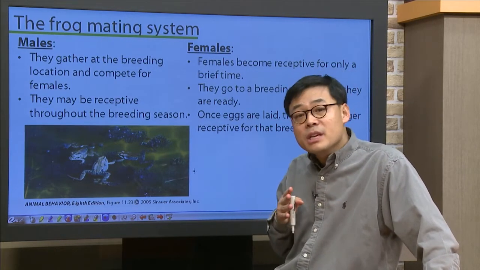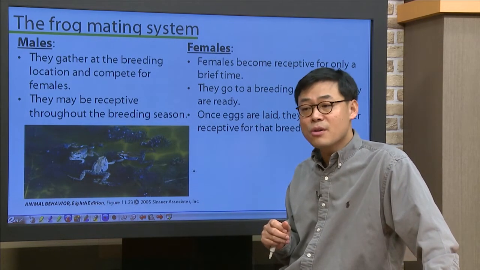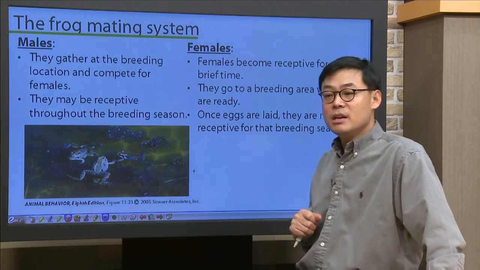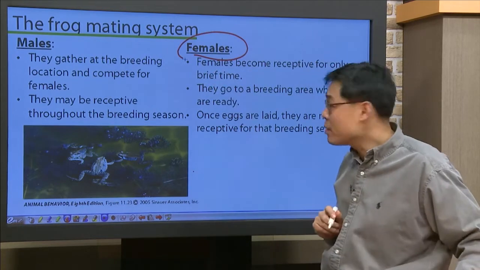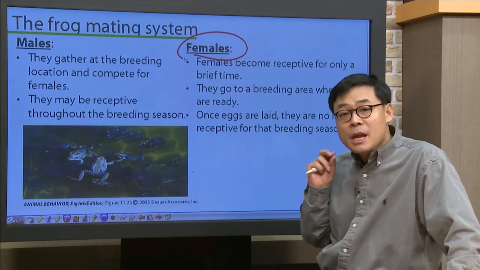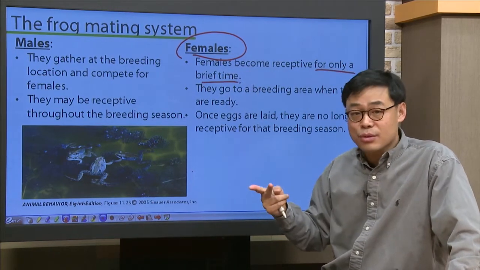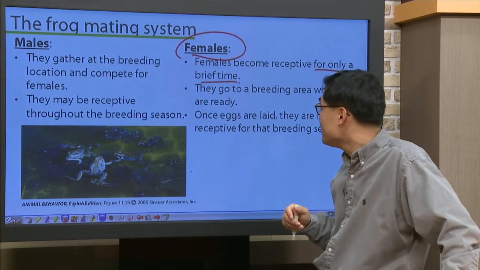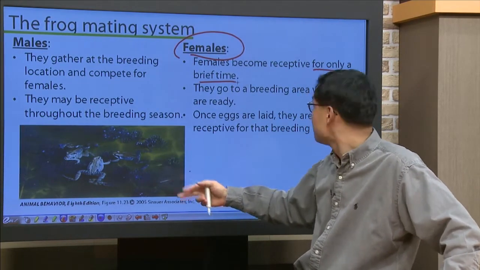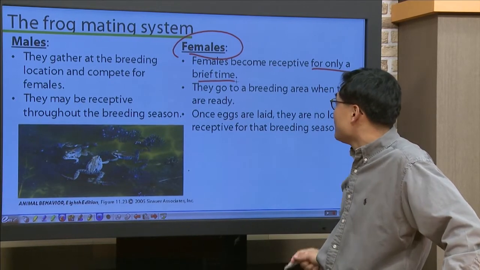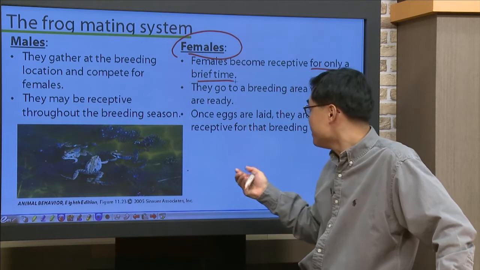So the males may be receptive throughout the season, from late April to early August, for several months in a breeding season. But a female frog is receptive for a very brief time, maybe a night or two. That's the only time they are receptive for mating. So they go to the breeding area, which is the pond where the males are singing, and when they are ready, they mate with the male there.